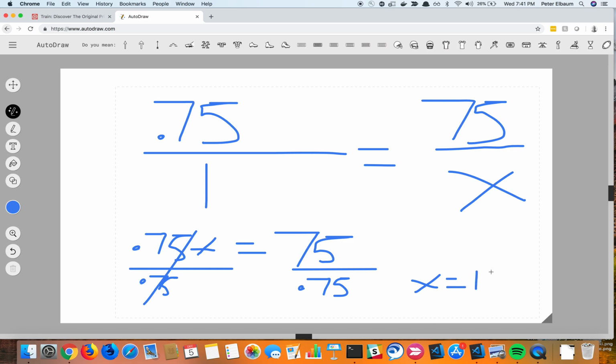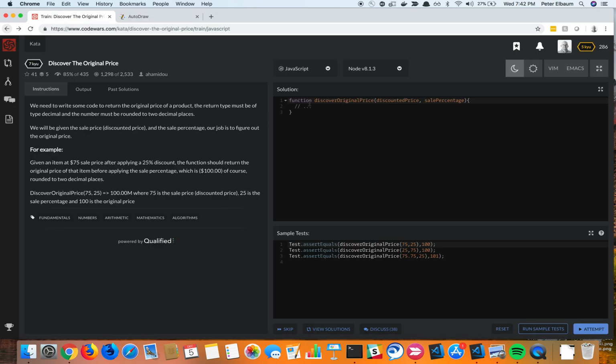So with that in mind, going back to our problem, we know essentially what we have to do to get the right answer is divide sale price by 1 minus sale percentage, basically, right? So going back here, we have all the building blocks we need to get started. So this seems like it's going to be pretty straightforward.